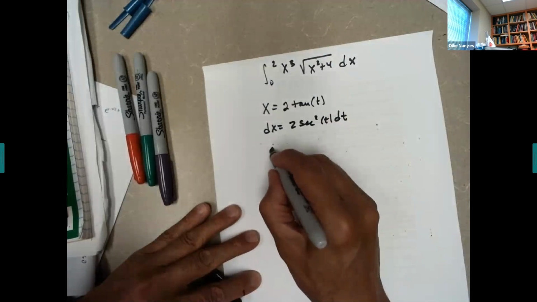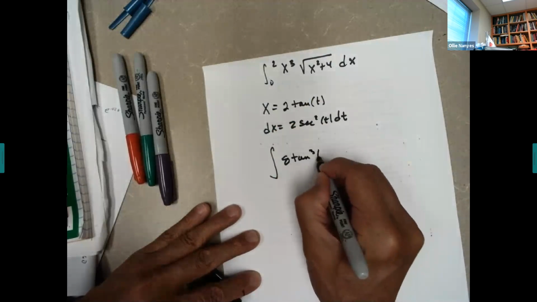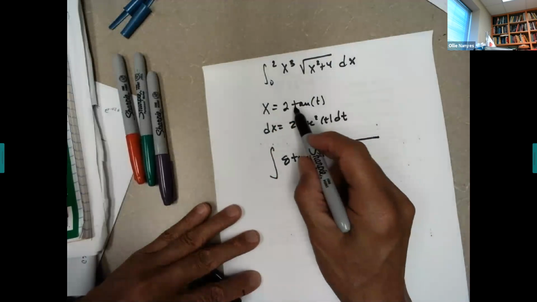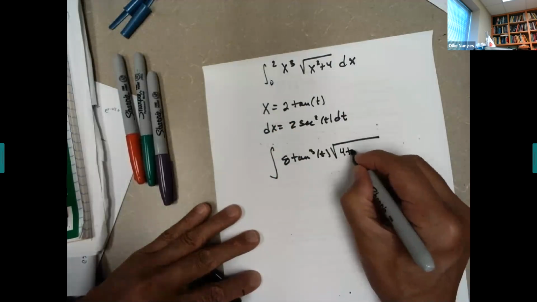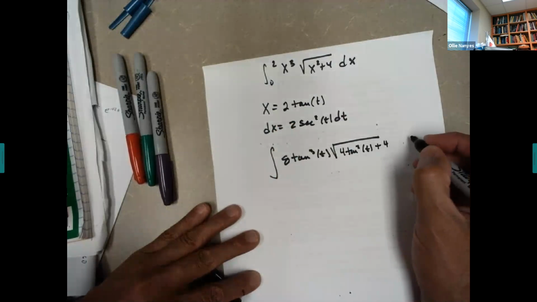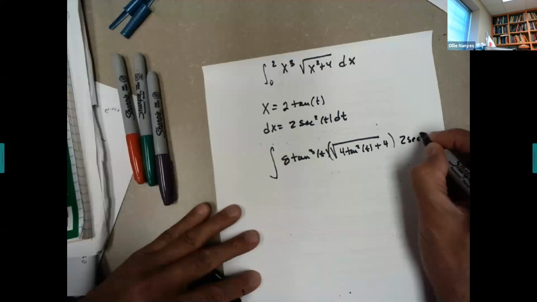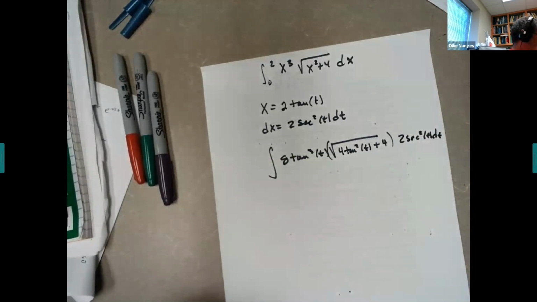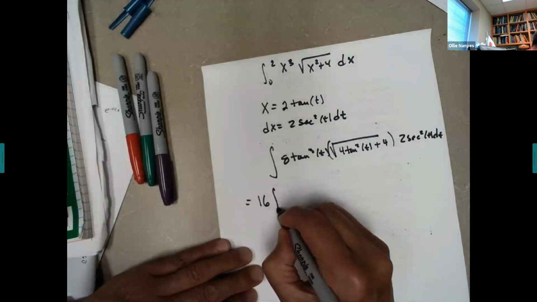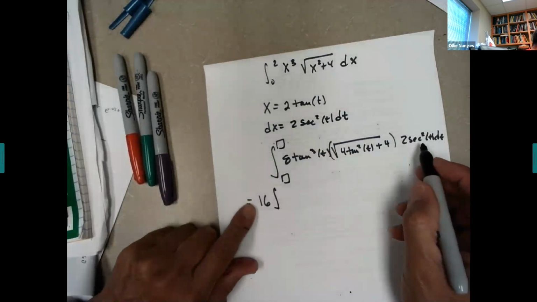So this now becomes, well, if you cube it, it's going to be 8 tangent cubed t. This is going to be the square root, and this is going to be 4 tangent squared t plus 4. And I get another 2 secant squared t dt for the dx. The 2, so this turns out to be 16. Now I haven't done anything with the limits yet, so let's just put little boxes here to indicate we want to work on those in just a second.